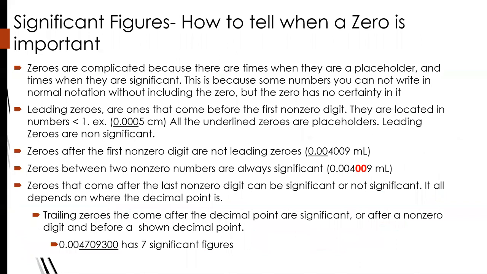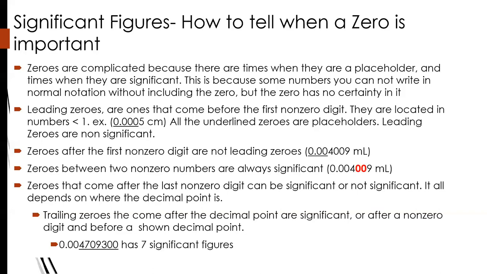And so when things aren't zeros, then it's pretty easy to tell. But significant figures become complicated with our zeros. And so this is where we have to think about our significant figure rules. So zeros are complicated because sometimes they are there just to hold the place in order to show that it should be a big number or show that it should be a small number. And it's there because we can't write it in normal notation without that zero. But there's no certainty of that zero. It's just there holding that place.